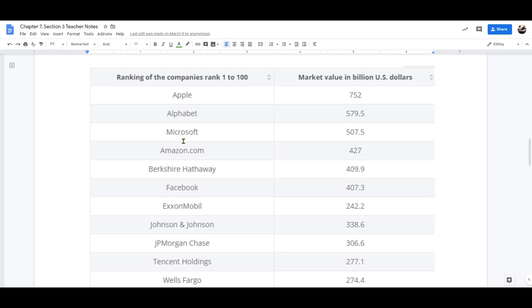But Alphabet, they're the parent company of Google. They're worth more than $500 billion. Microsoft is $500 billion. Amazon is $500 billion. Berkshire Hathaway, that's that company that's owned by Warren Buffett. So Facebook, you can see them. So these companies, their value is very high.